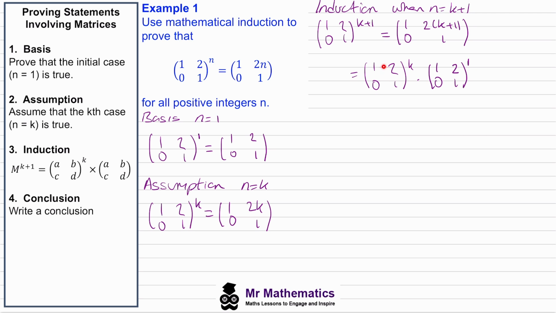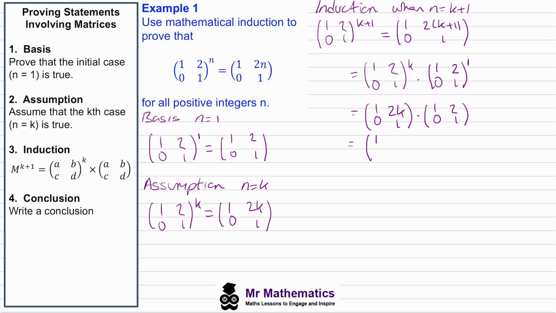But we've assumed that this matrix is equal to this matrix. And we've shown that this matrix is equal to this one. So we can rewrite this as 1, 0, 2k, 1, multiplied by 1, 0, 2, 1. Now all we have to do is to work out the product of these 2 by 2 matrices. So we'll multiply the first row by the first column. So we get 1 times 1 plus 2k times 0, which gives us 1.